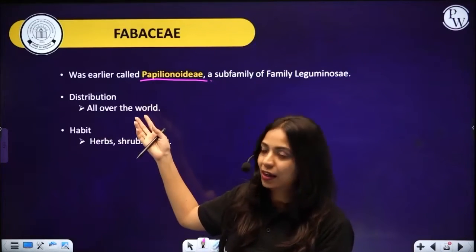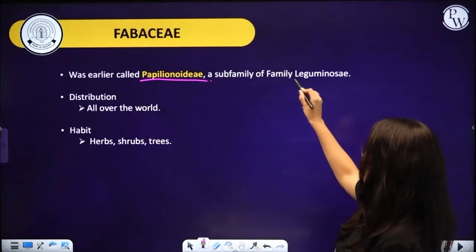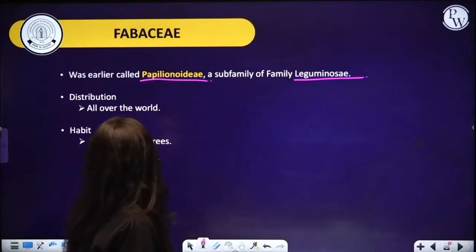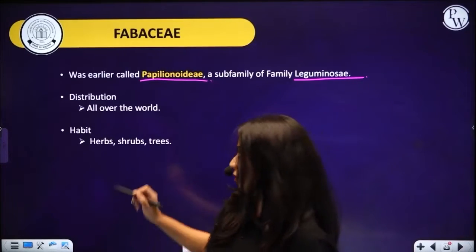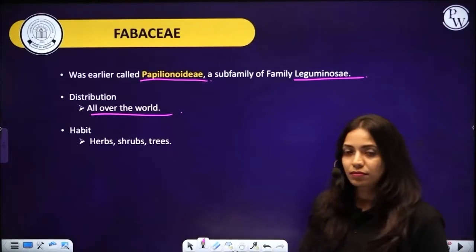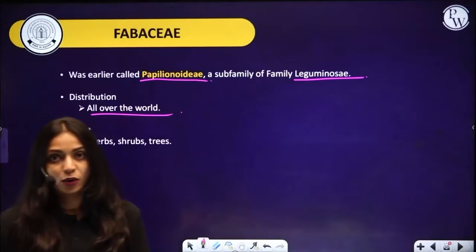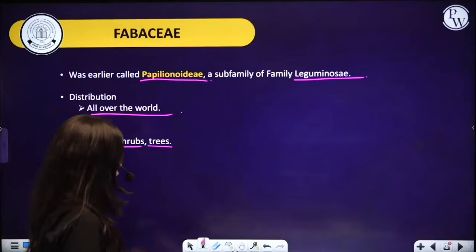That is why it used to be called Papilionoideae, and this was a subfamily under Leguminosae, but right now we call it family Fabaceae. So distribution, where can you find plants belonging to this family? You can find them all over the world. Talking about the habit, are they herbs, shrubs, or trees? You find all different types here. Herbs, shrubs, and trees, all of them can be found.